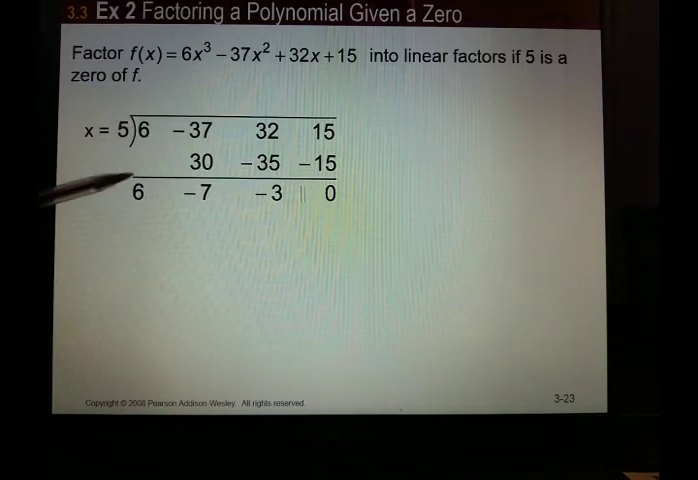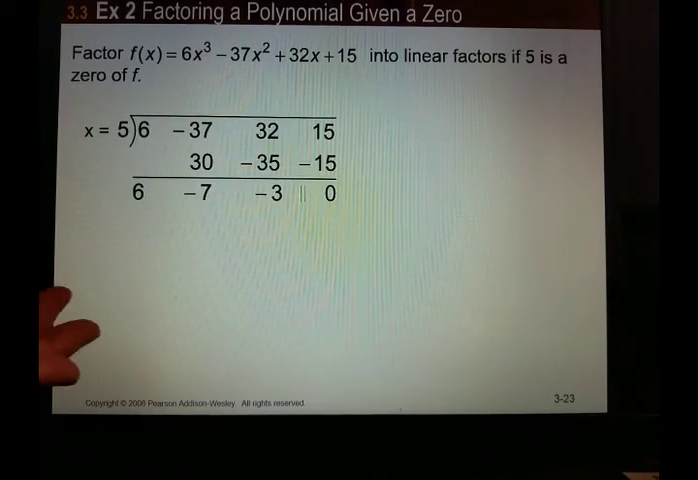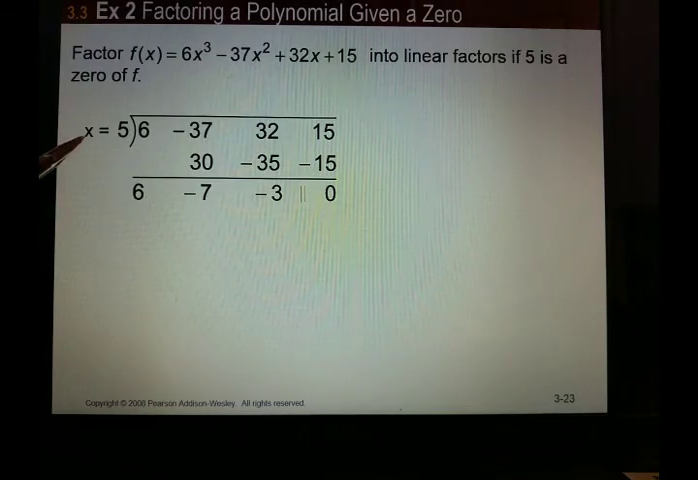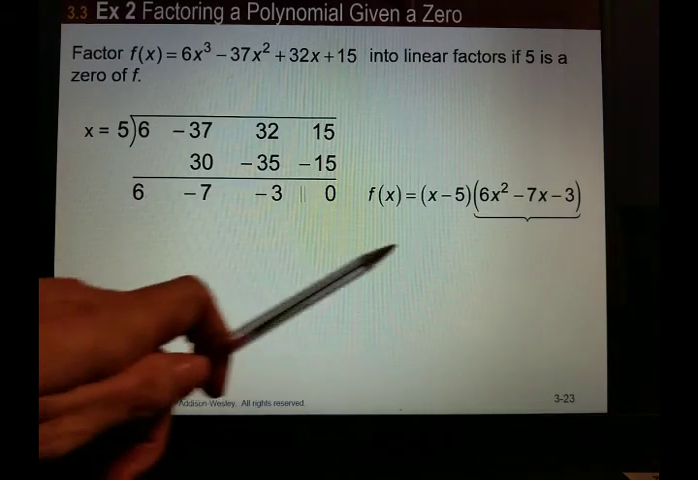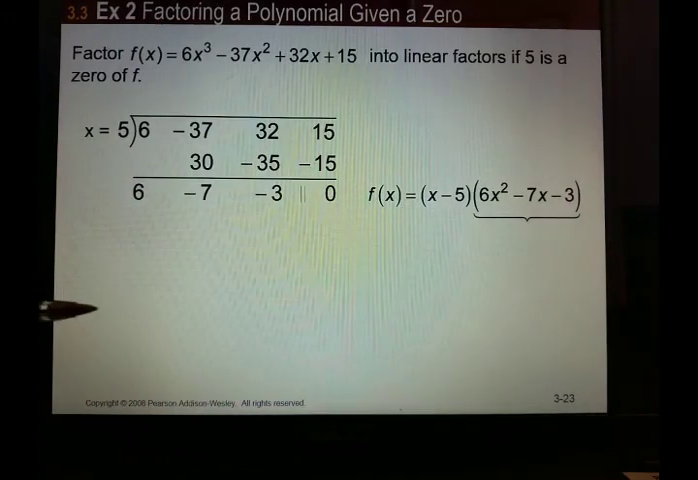Again, remember, to bring down the first coefficient, you always multiply and add and multiply and add. Got a remainder of 0, which I should. If 5 is a 0 of the function, that should give me a remainder of 0. Now what we need to realize in terms of the factor, if this says x equals 5, if I put this back equal to 0, that factor would be x minus 5. That's where this x minus 5 came from.